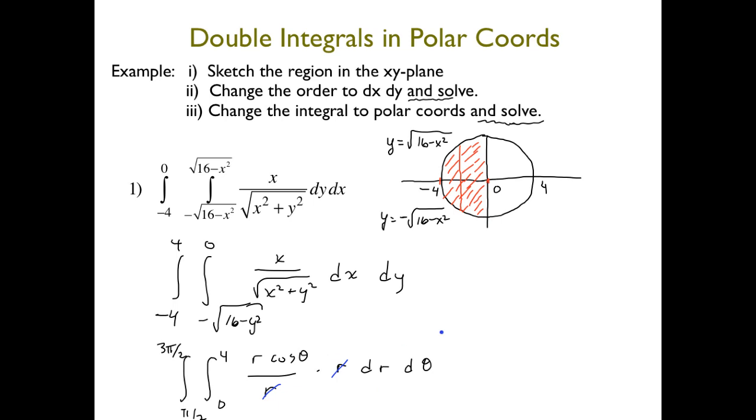Which one do you want to solve? Polar. Polar is easy, right? The antiderivative of r is just r squared over 2. You've got the cosine theta. You've got all constant limits. If you have a question, catch me on the way out.